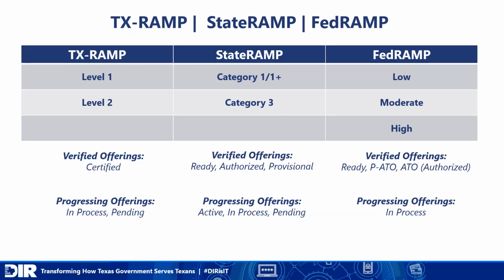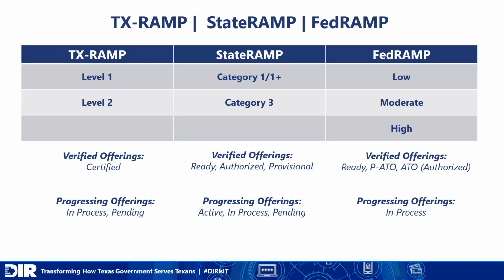And then below here, there are various statuses associated with these categories. The verified offerings are those that have been reviewed by the third-party assessment organization and deemed appropriate for use. Within our program, we really only have either certified or not certified, so it could either be provisional or level 1 or 2. StateRAMP has ready, authorized, and provisional. And then FedRAMP has ready, provisional authority to operate, which is granted by a joint advisory board, a JAB, I'm not sure what the actual acronym is, or an authority to operate, which is authorized by one of those federal executive agencies. Those are the offerings that we will accept and automatically certify under those programs.